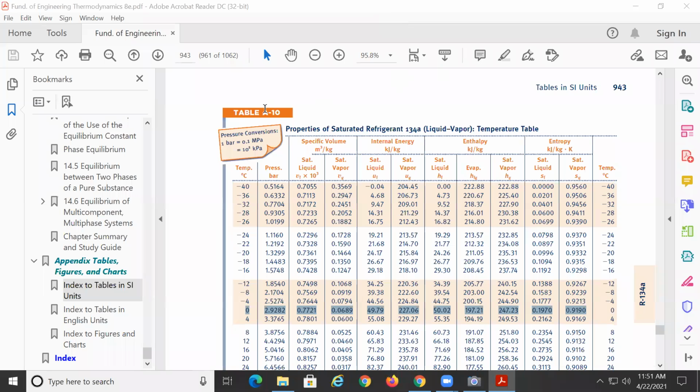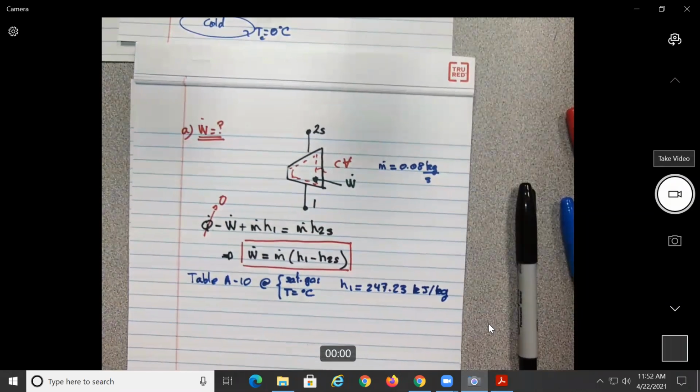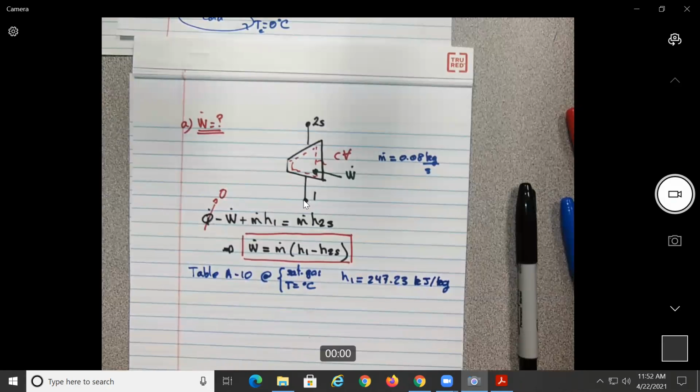We go to the textbook, table 8-10, which is the property table of saturated refrigerant 134a. We know the temperature, and we know that it is saturated gas. So we look at h sub g, that column here. That will be 247.23. So I put here, table 8-10. At saturated gas or vapor and T equal to 0 degrees Celsius, we find that h1 is equal to 247.23 kilojoules per kilogram. So we found h1 over here.